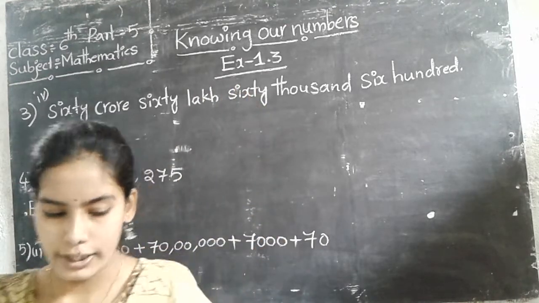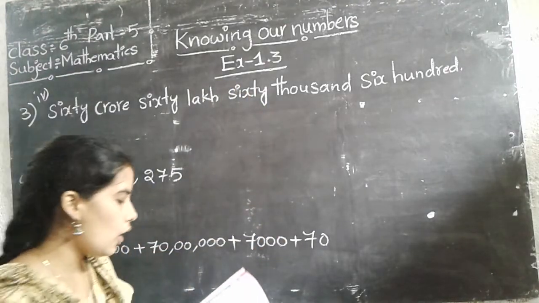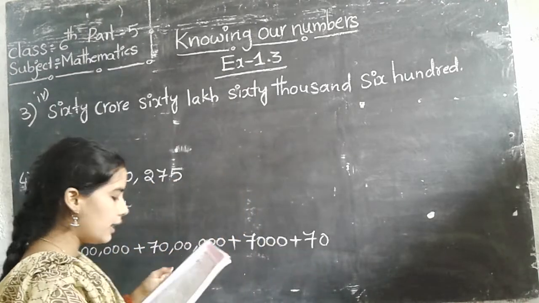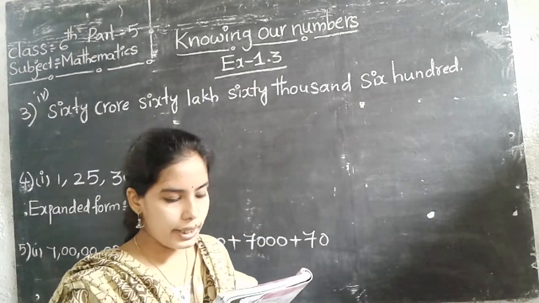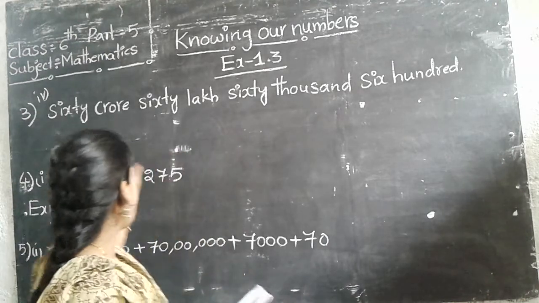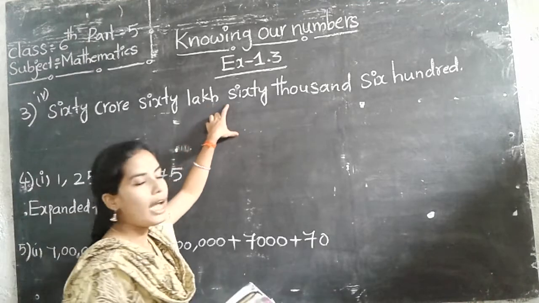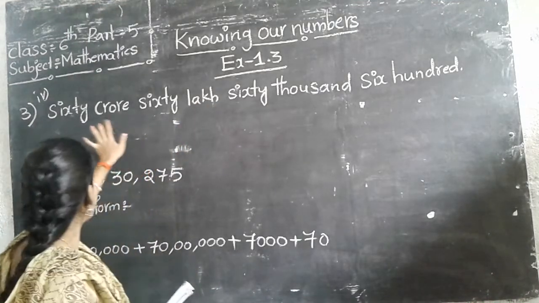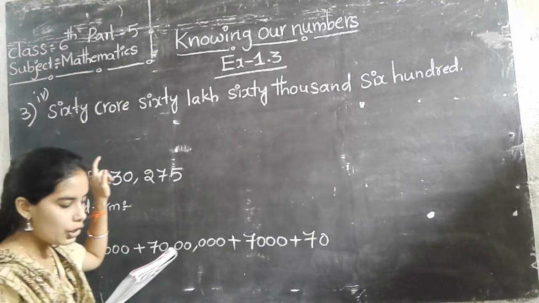Children, I said already first bit and second bit. So now third bit. Write the numbers in figure. That means, for the given number name, we have to write its original number. So in this third bit, fourth one.